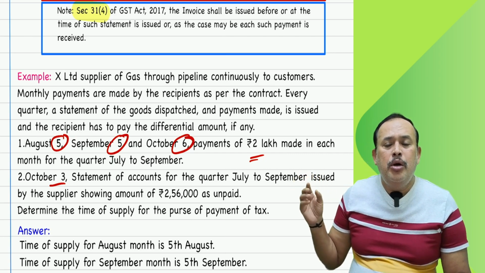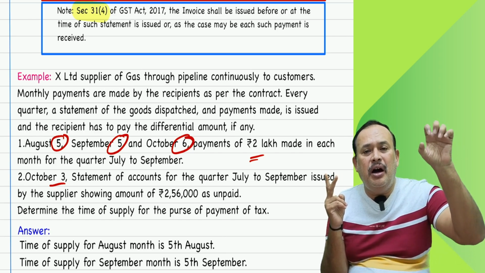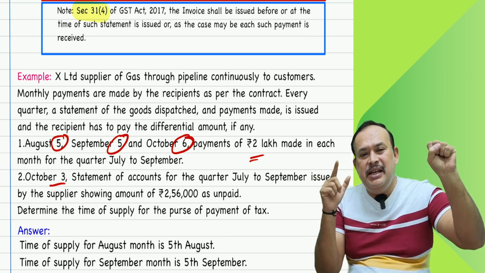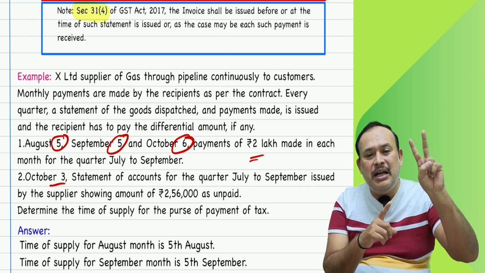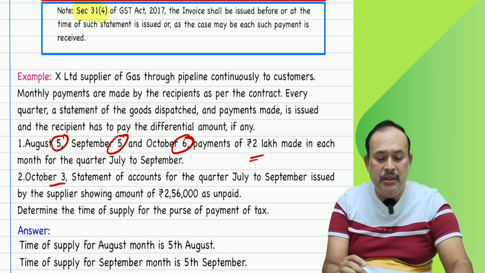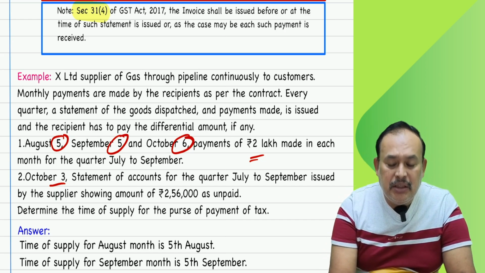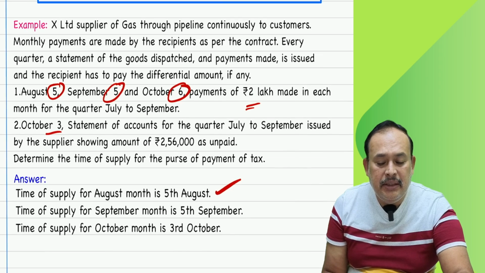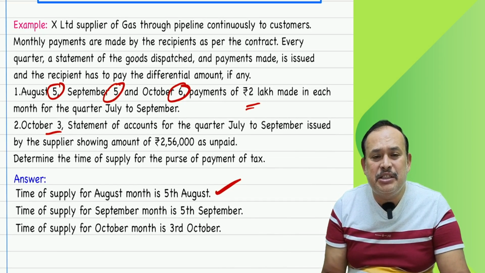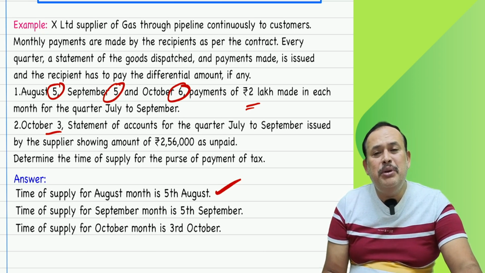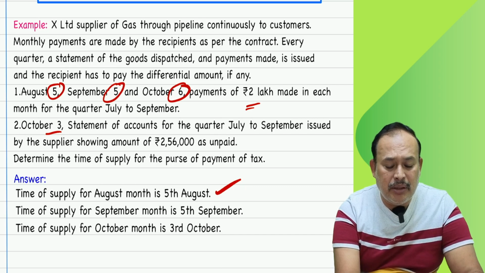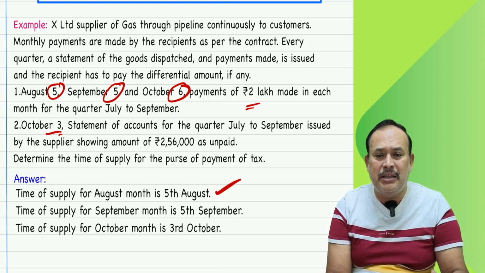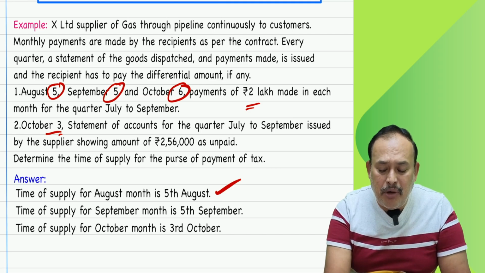If you refer here, 2 lakh rupees payment received on 5th of August. Statement when submitted? 3rd of October. So which is earlier? 5th of August. For 2 lakhs, the time of supply is 5th of August. I have clearly mentioned here, the first time of supply for 2 lakhs is 5th of August. Okay. Further, the second payment received in the next month, 5th of September, date of submission of the statement 3rd October. Which is earlier? Payment is earlier for 2 lakhs, which is 5th of September, the time of supply.